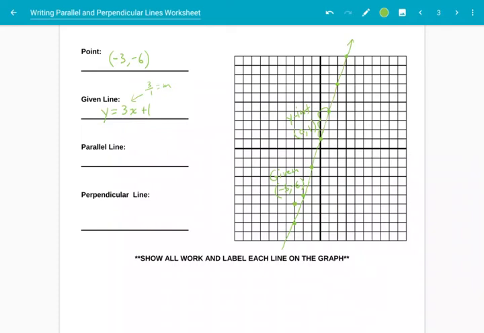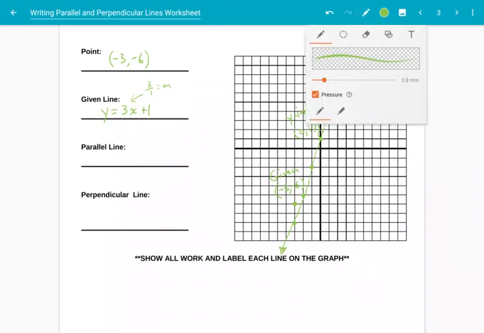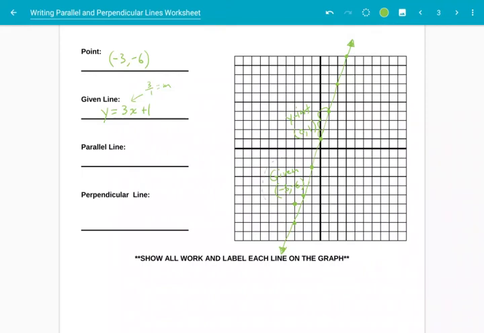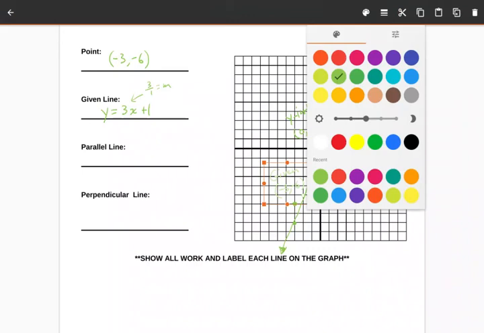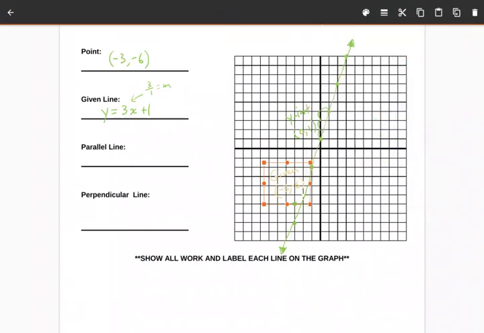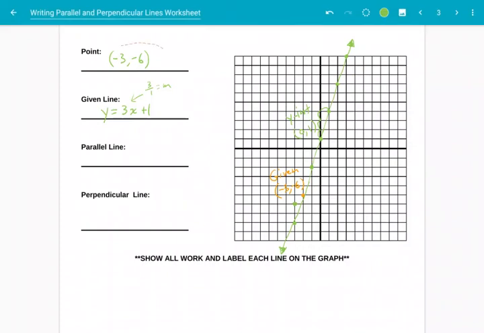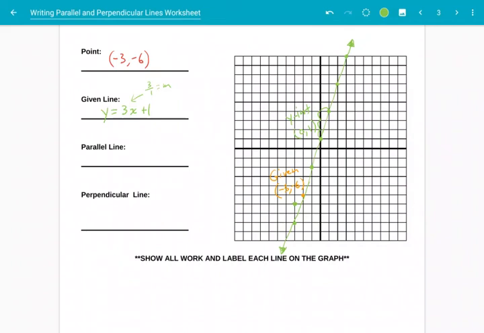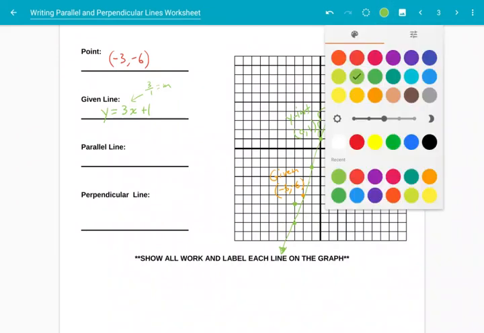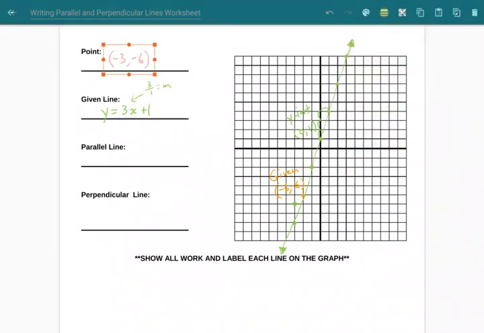I think just so we don't get confused, since it's so close, I'm going to change that color to something other than green. All right. Oh, that's not it. I'm a stickler for these things, you see. All right, let's go to purple.